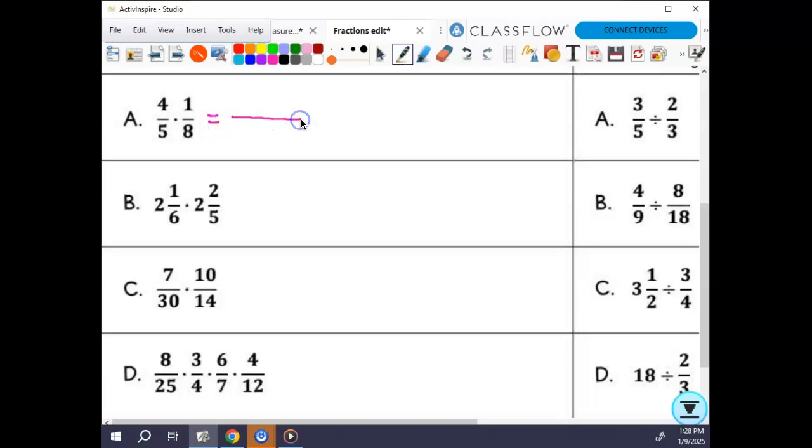No, let's just rewrite this. 4 times 1 over 5 times 8. We're just gonna make it into one big fraction. Okay? Just what you could totally do with that too. Okay? Now that it's one big fraction, I think the whole canceling thing isn't as confusing because it's all in one. So now the 4 and the 8 I can reduce, right?